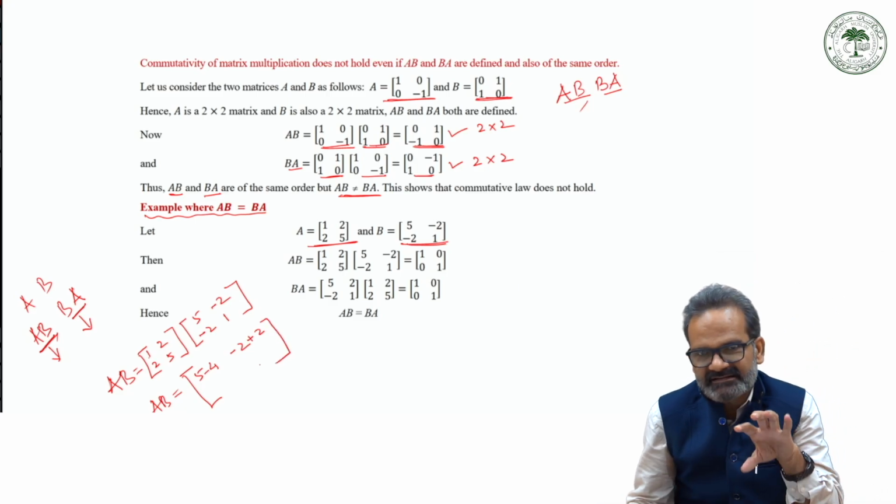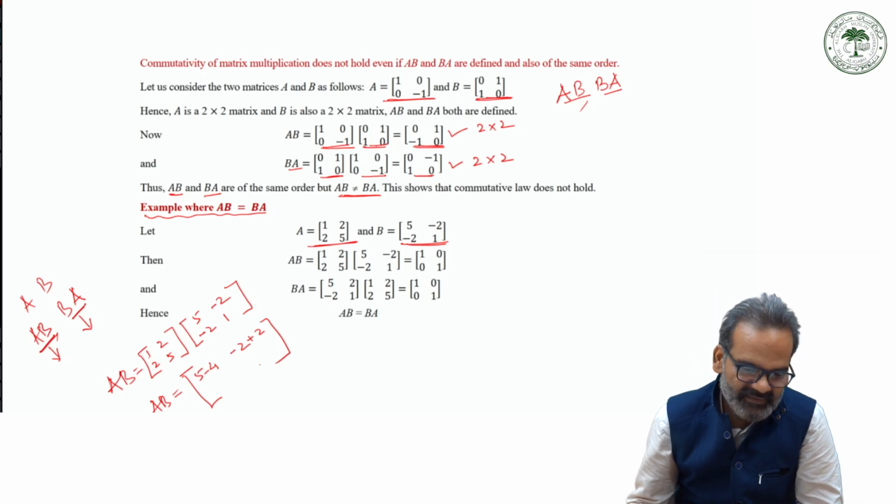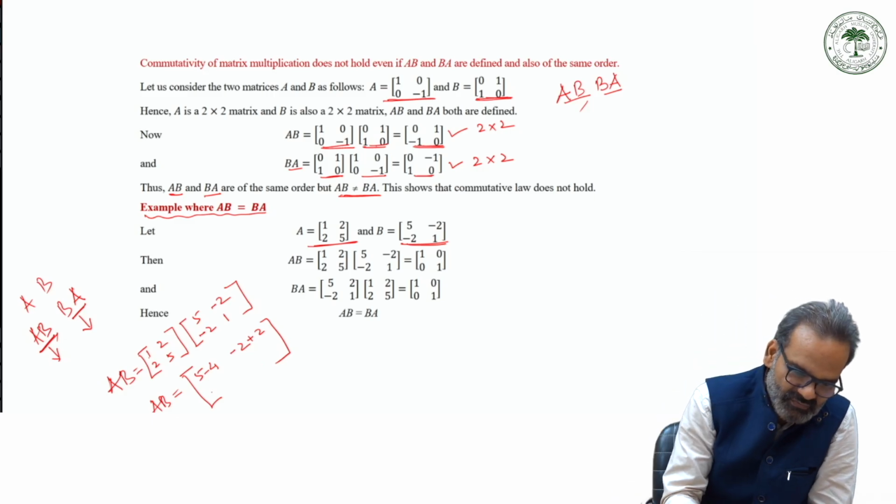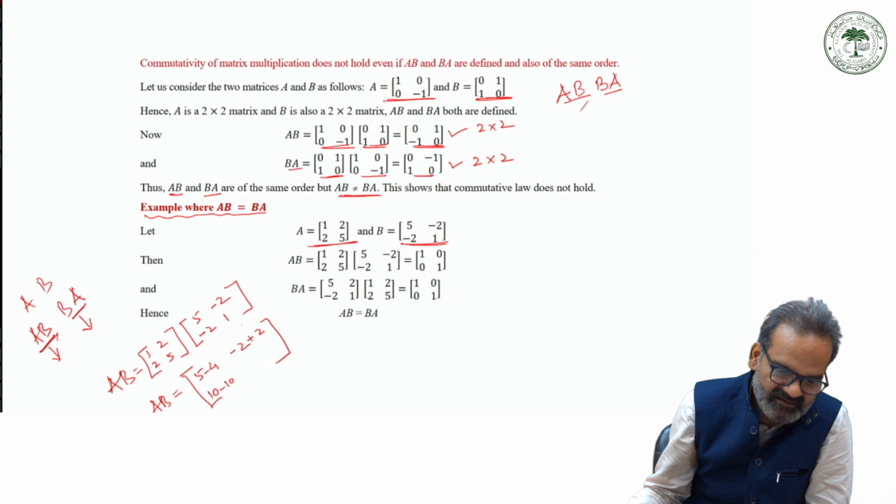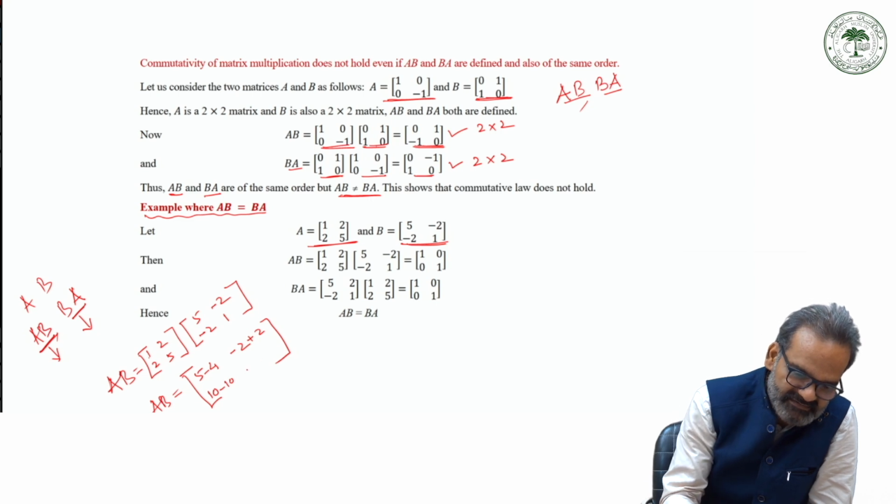Now, take the second row of the matrix A and multiply it with the first column. 2 into 5 is equal to 10. 5 into -2 is equal to -10. Now, the second row should be multiplied with the second column. 2 into -2 is -4, and 5 into 1 is plus 5.